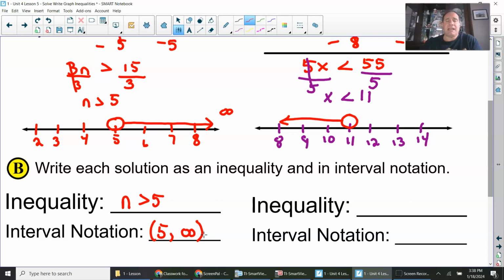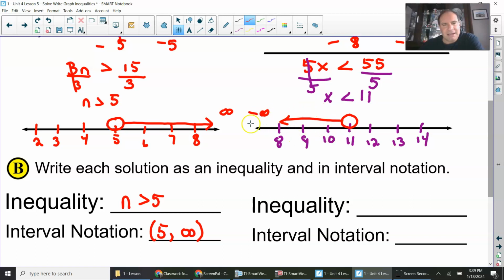Since it's just n is greater than 5, 5 is not included. It has to be greater than 5. You put the 5 down, put the parenthesis right next to the 5, and then the infinity symbol, and you have the parenthesis at the infinity symbol as well. All right, and you always have a parenthesis on the infinity side. Going towards the left, you have negative infinity, right?